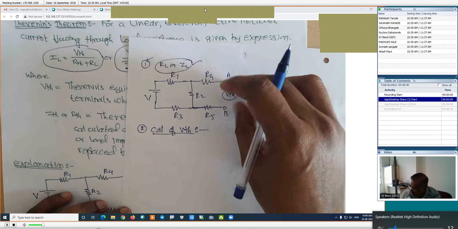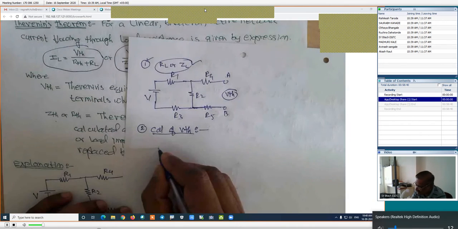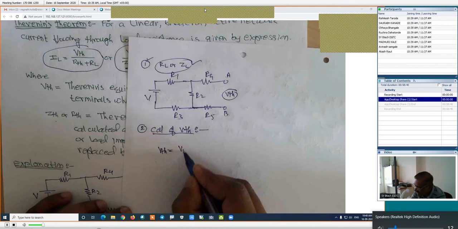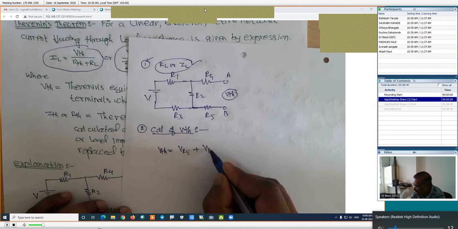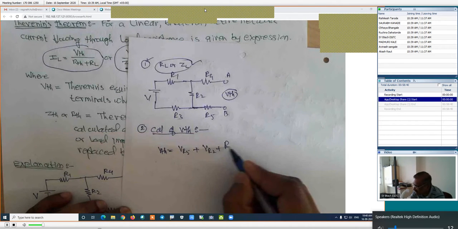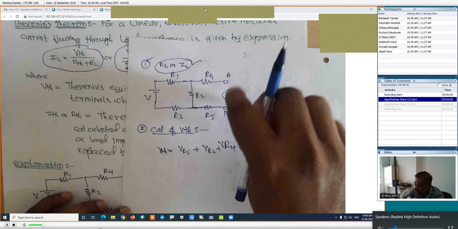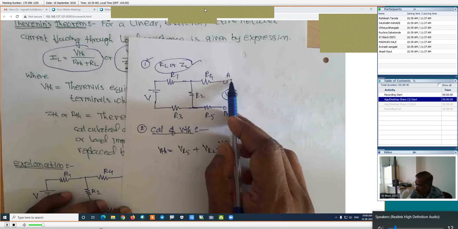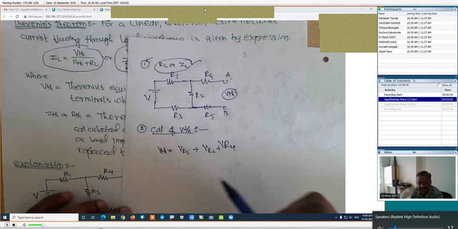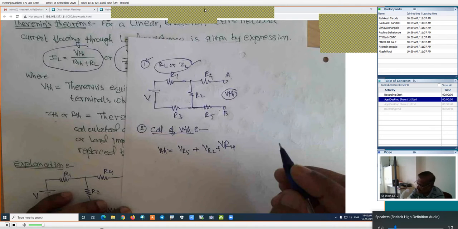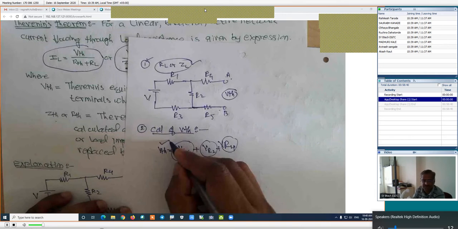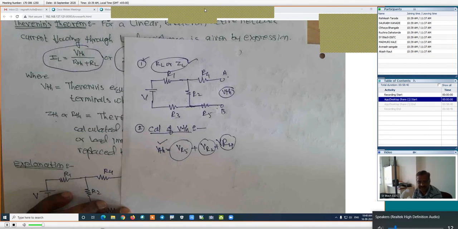Now voltage travels from B towards A. Means if we are finding this VTH, Thevenin's voltage, we are traveling from B towards A. The voltage across R5 plus the voltage across R2 plus the voltage across R4 is the VTH. This path, use any path. We can use this path also. But generally we use the shortest path, which will have minimum calculations. Now here we have to find this voltage and this voltage, then we are in a position to find its VTH, that is Thevenin's equivalent voltage, right?